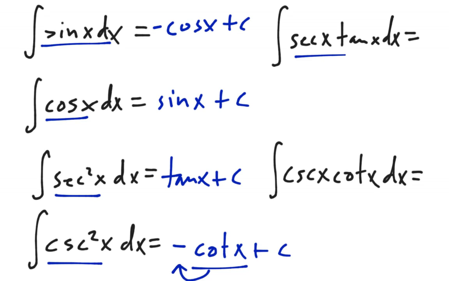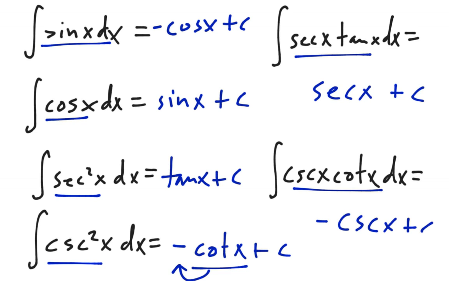What derivative gives me secant tangent? That would be secant x plus c. And then here I'll have negative cosecant x plus c. So these are just the derivative rules backwards. This is basically how you can know them.